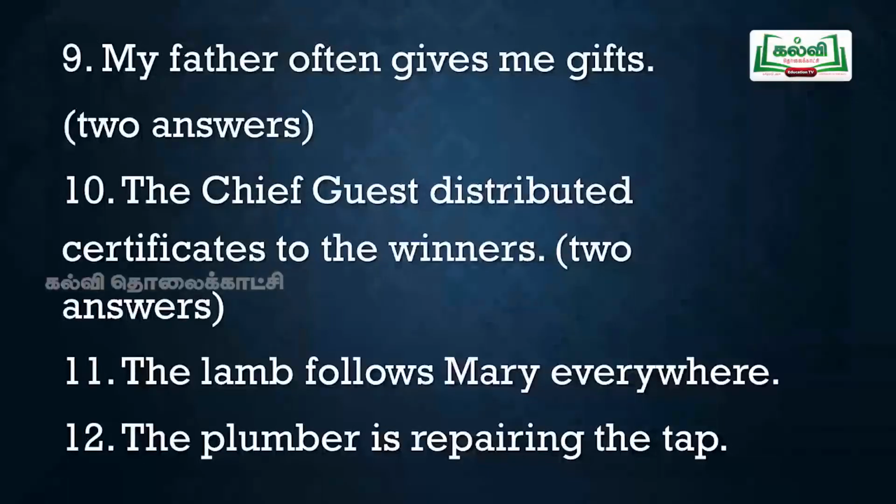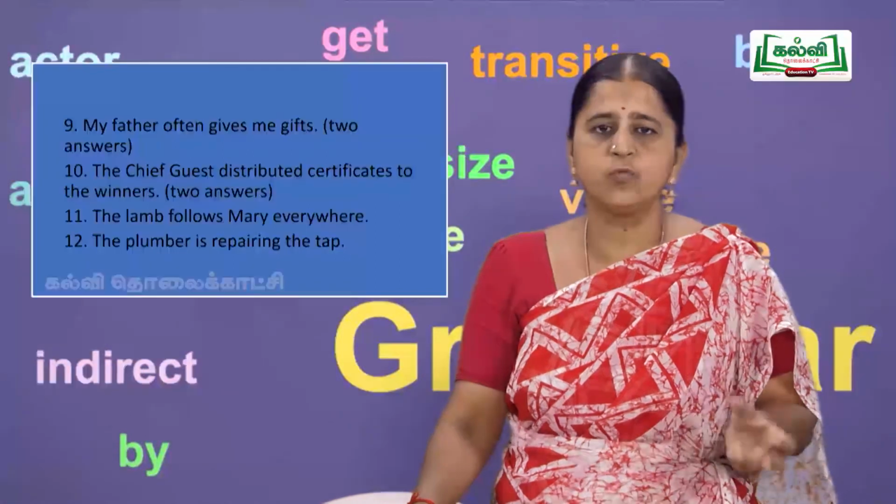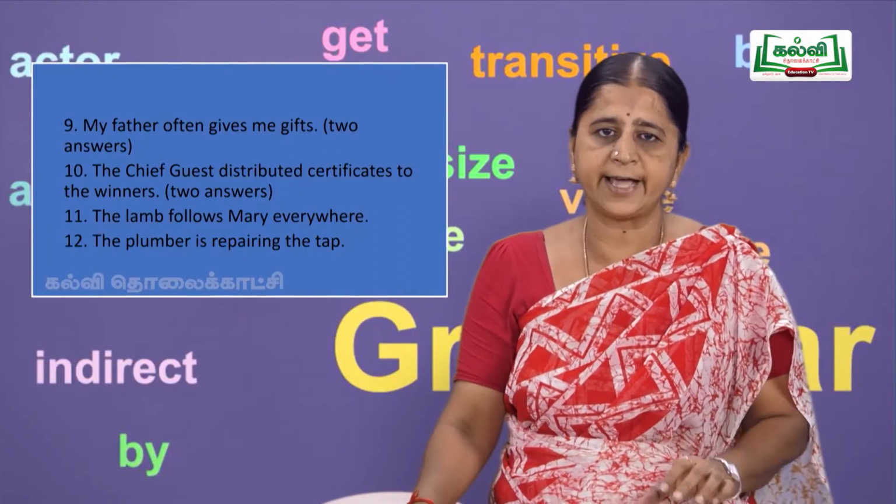Sentence number 9, my father often gives me gifts. Now, if you look at this sentence, gives is the verb. My father often gives what? Gifts. So, gifts is the direct object. My father often gives whom gifts? Whom, the answer is me. That is the indirect object.